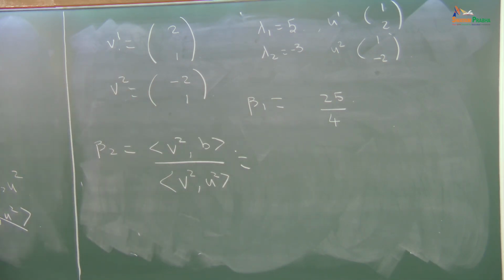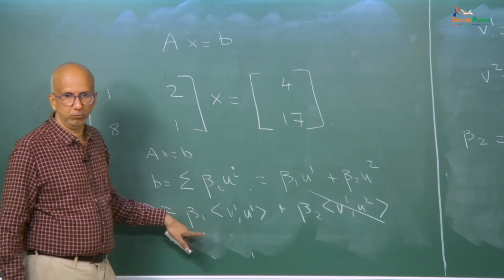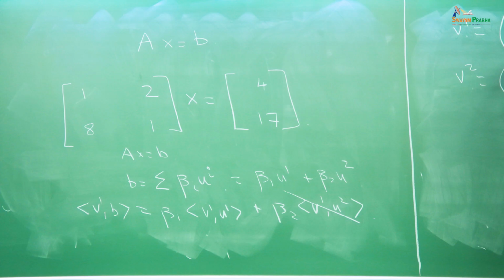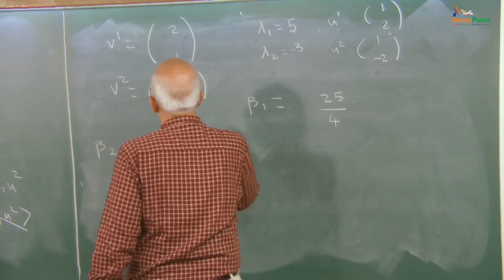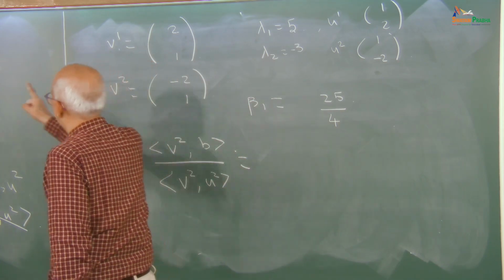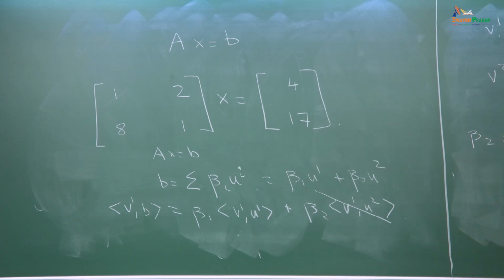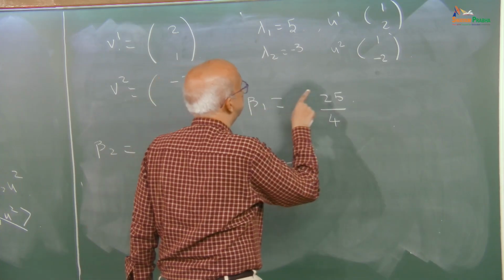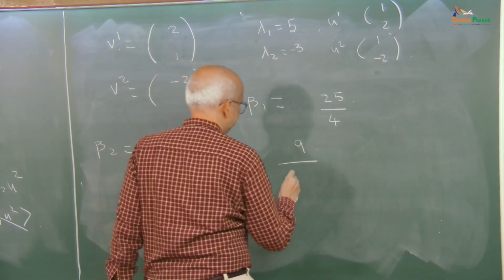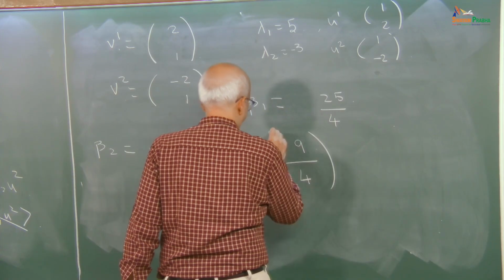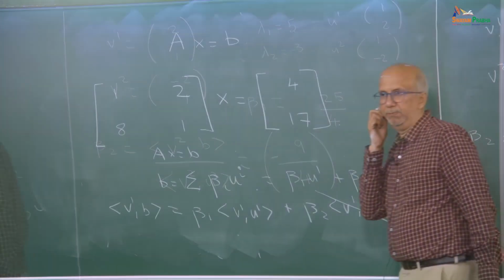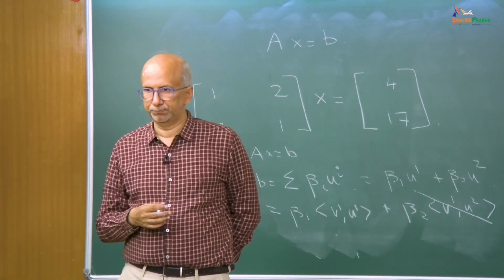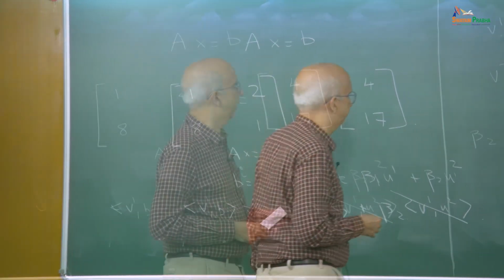I will take the inner product of this equation with V2 now. Then you will see that this will cancel, this will contribute. V2 with B: minus 2 minus 8 plus 17, how much is that? 9, divided by V2 with U2, minus 2 minus 2 minus 4. So, this is how I find beta 2. Basically you have to take the inner product with the V, not with the U. Any questions?